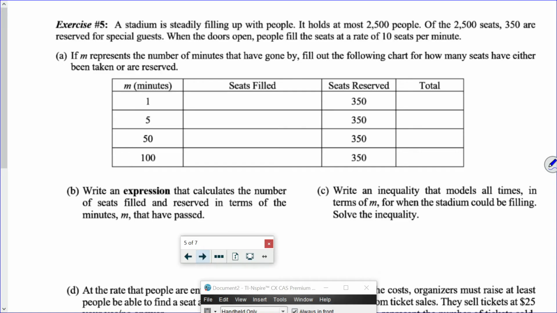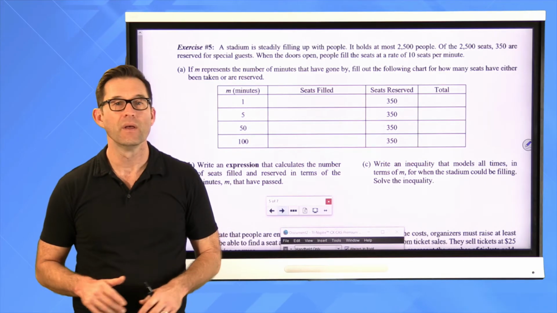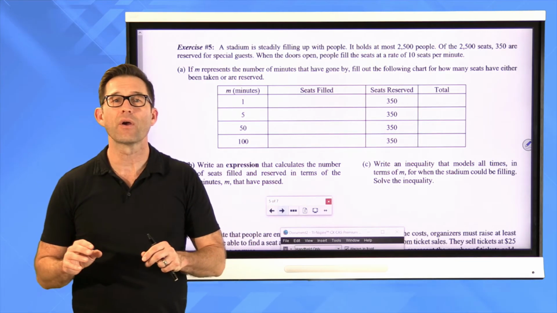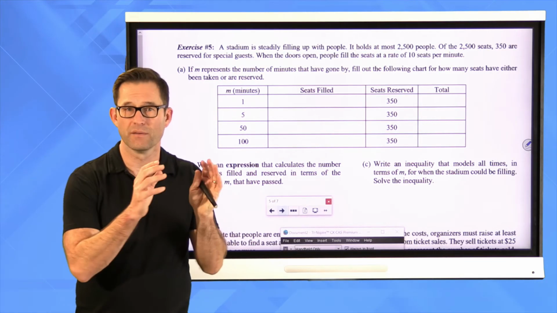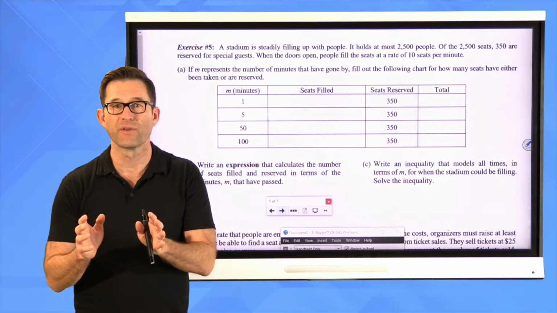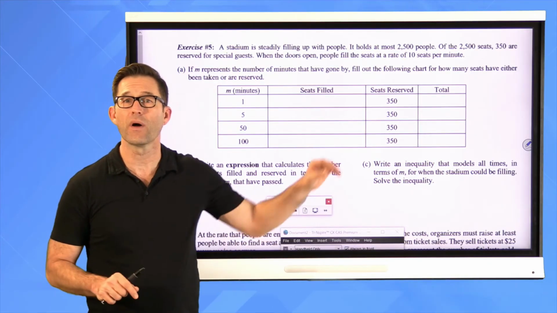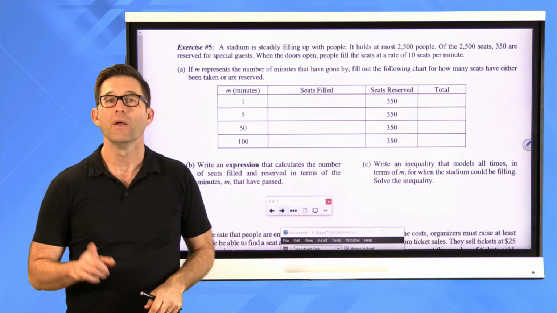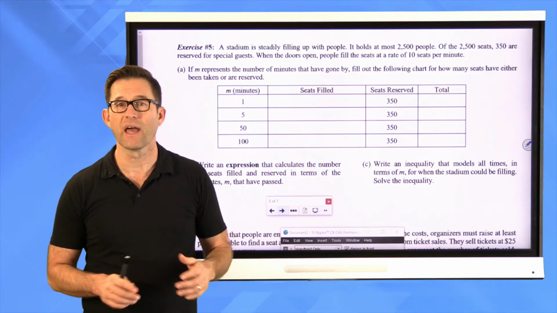If M represents the number of minutes that have gone by, fill out the following chart for how many seats have either been taken or are reserved. Okay, so nothing to do with inequalities really at this point. I'm just trying to figure out the sum total of both the seats that have been filled and the seats that have been reserved. Eventually, not yet, we'll have to take into account the fact that at most 2,500 people can be there. So let's do the first couple together and then see what we have.